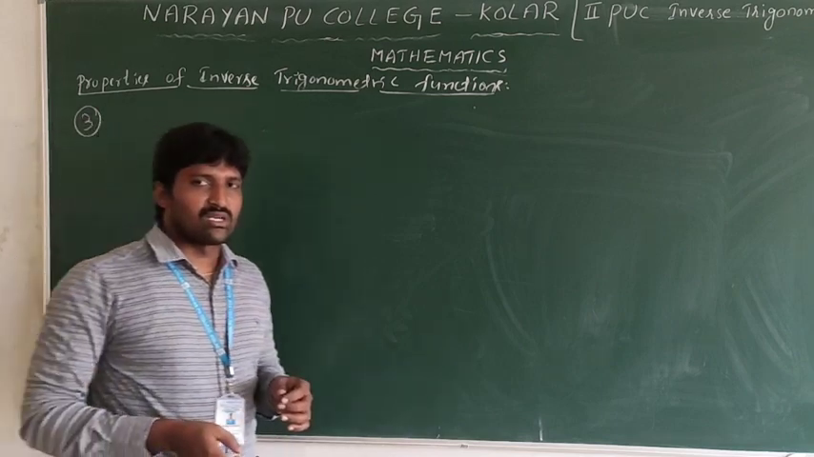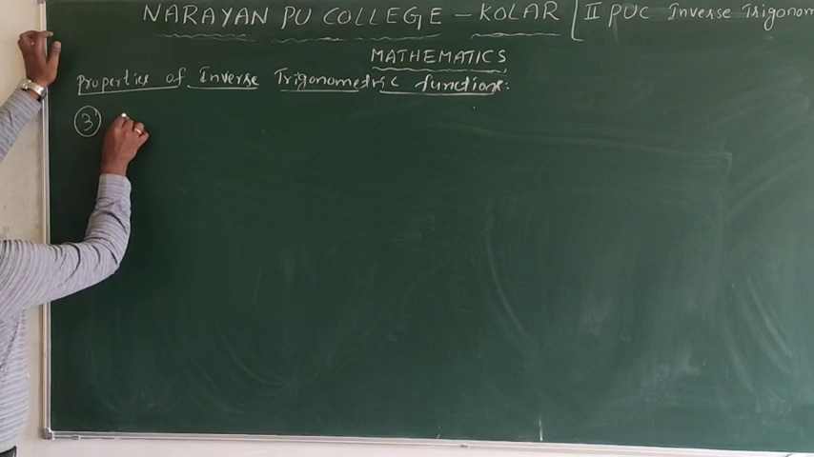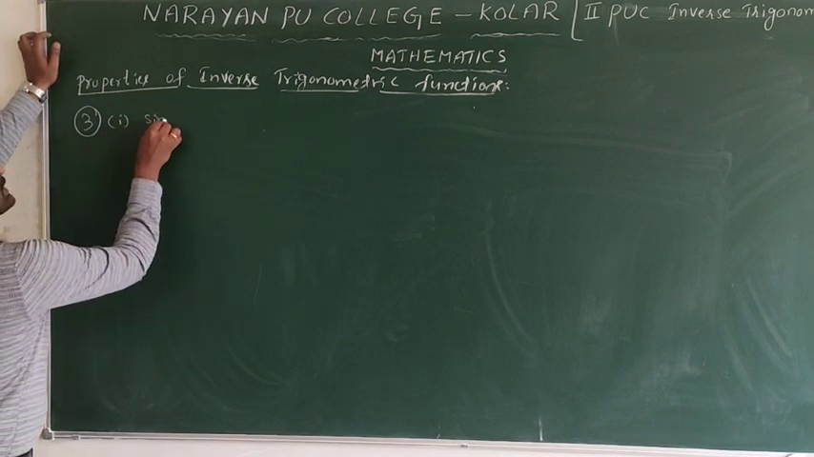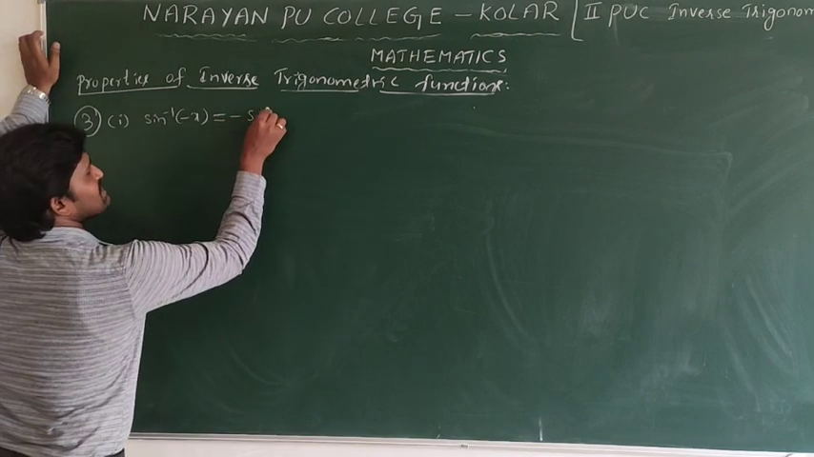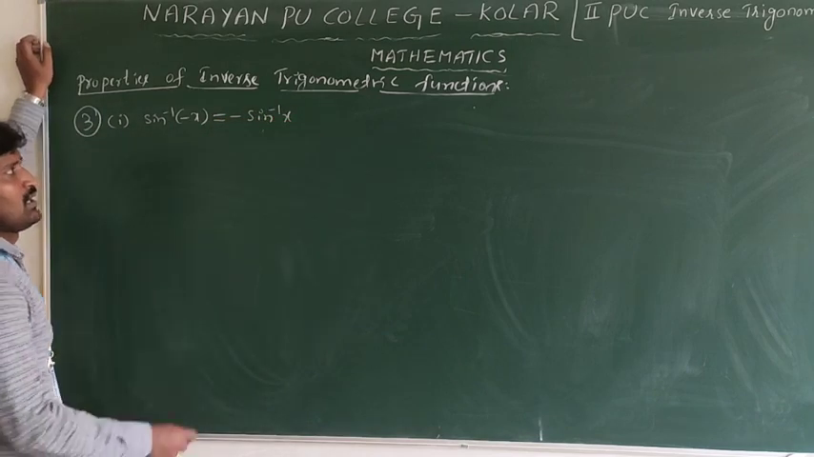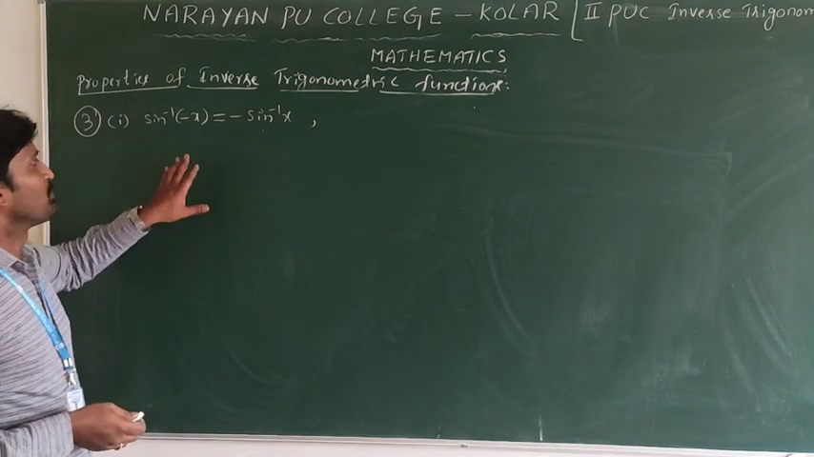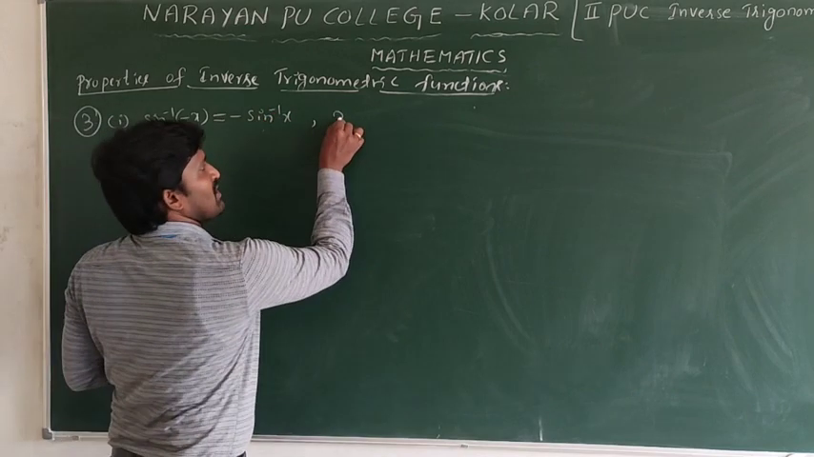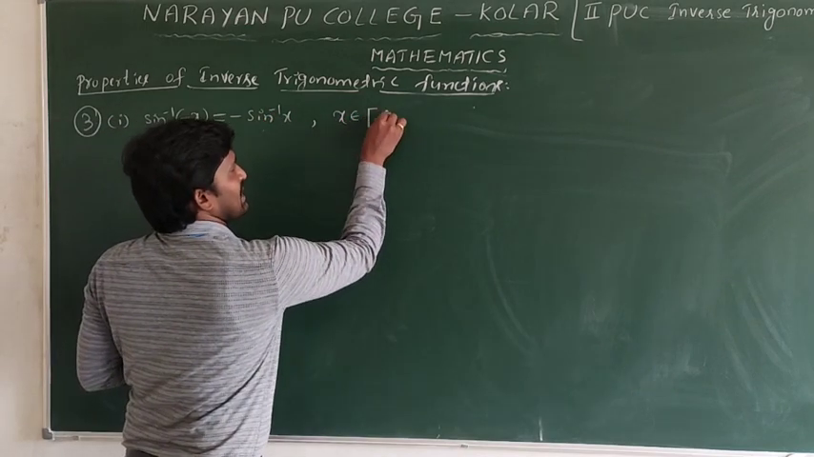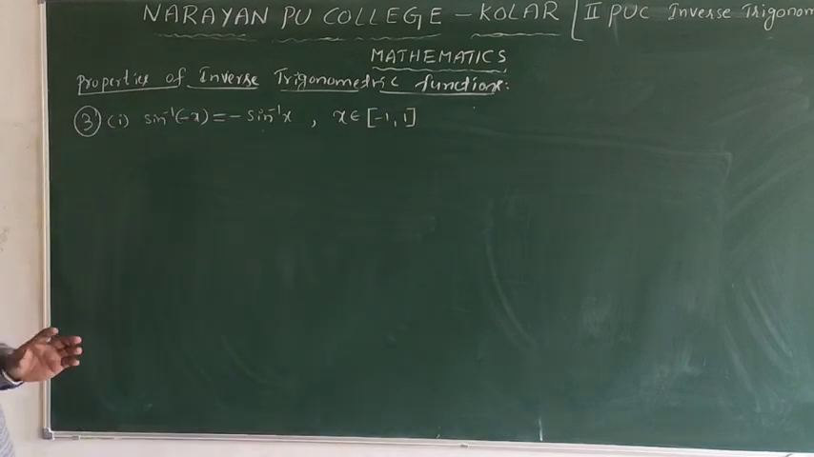Coming to the third set of properties. Now in this first one, sin inverse of minus x equal to minus sin inverse x. Here, what does x belong to? It is simple: you just have to write the domain of sin inverse. What is the domain of sin inverse? It is clearly x belongs to the closed interval minus 1 comma 1.